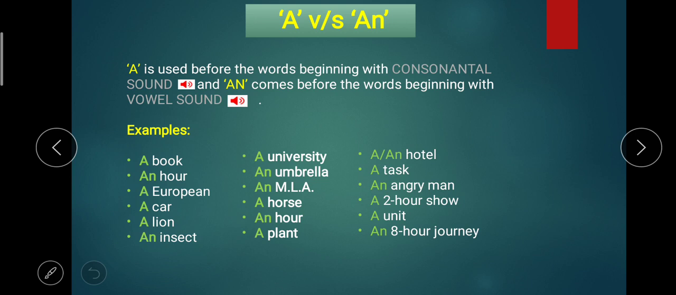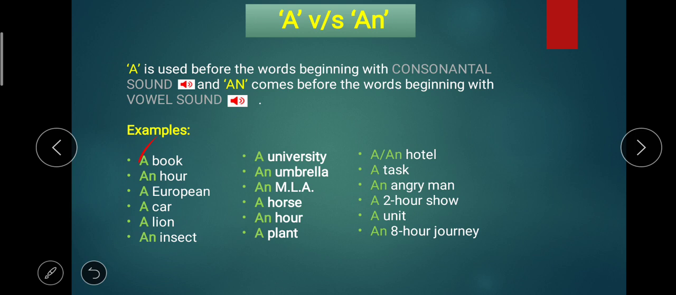Example is given over here. A book. A is used before a consonant sound, whereas an is used before a vowel sound. So a book, because B is a consonant sound, that's why it takes a. Then one more thing, when a is used in a sentence, we don't pronounce it as ay, rather the pronunciation becomes uh. So here we pronounce the phrase as a book.